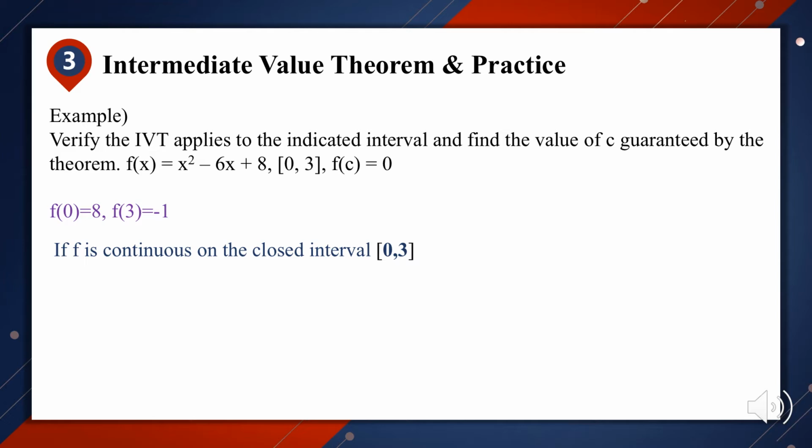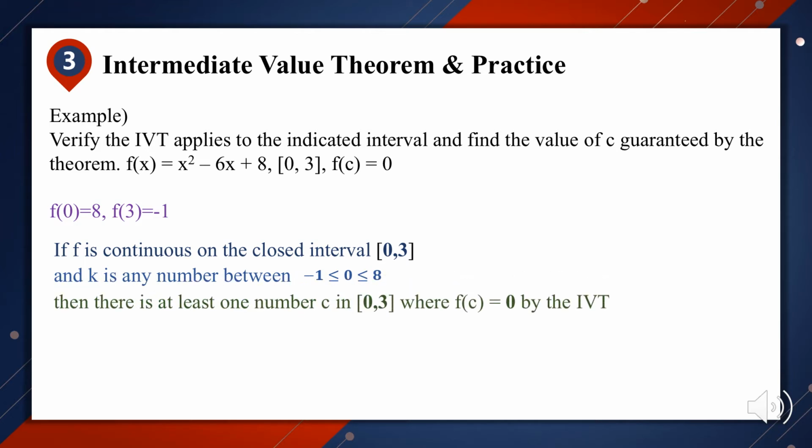Then we copy down the intermediate value theorem. If f is continuous on the closed interval [0, 3], and k is any number between -1 and 8, then there's at least one number c in the closed interval [0, 3] where f of c equals 0 by the intermediate value theorem.